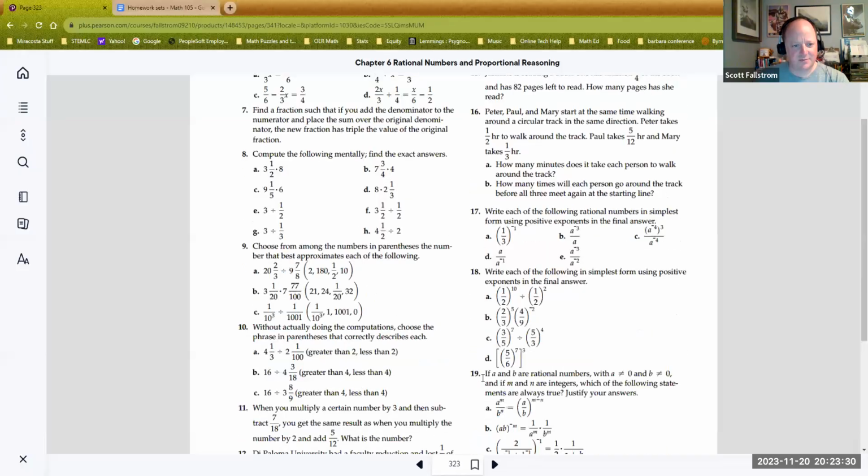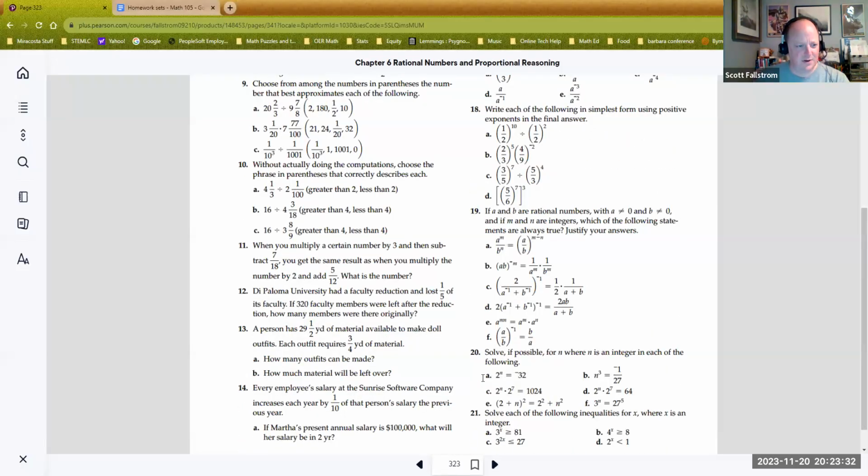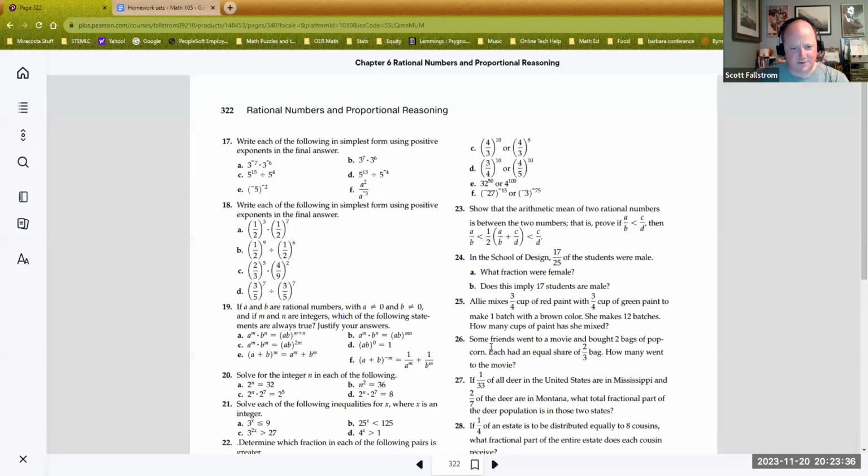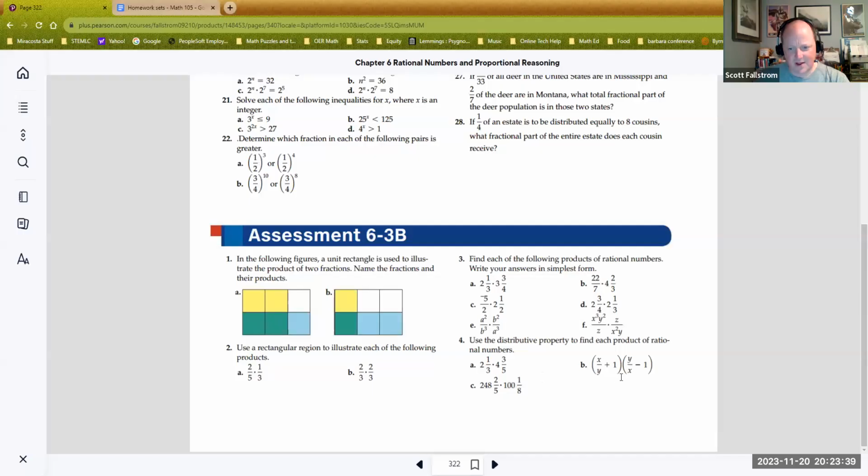And let's see here. There's 6.3. Question 4. Oop, I missed it. I went a little too far. There we go. Sorry about that. Question 4. It says 4b. Okay, so 4b is the one with the rational numbers being multiplied. So let's take a look at that one.